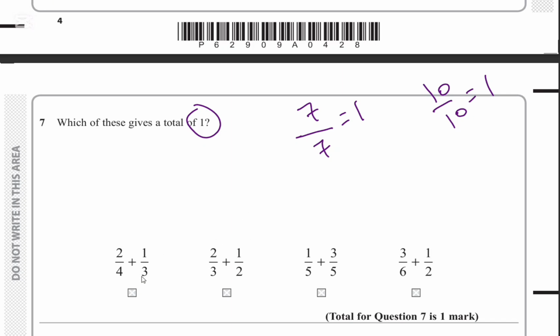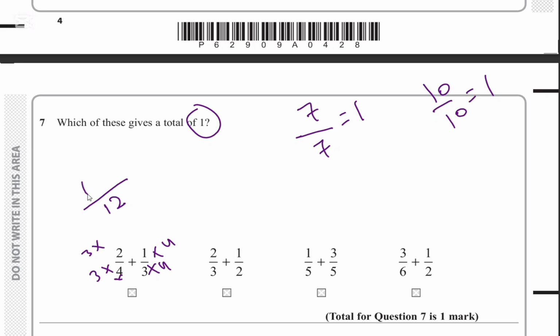So if I check this one, first of all, I can't add both of these because they have different denominators. That means I have to take this 4 and multiply it right here, and take this 3 and multiply it right here. So this will make it 12 at the bottom, because 4 times 3 is 12 and 3 times 4 is 12.